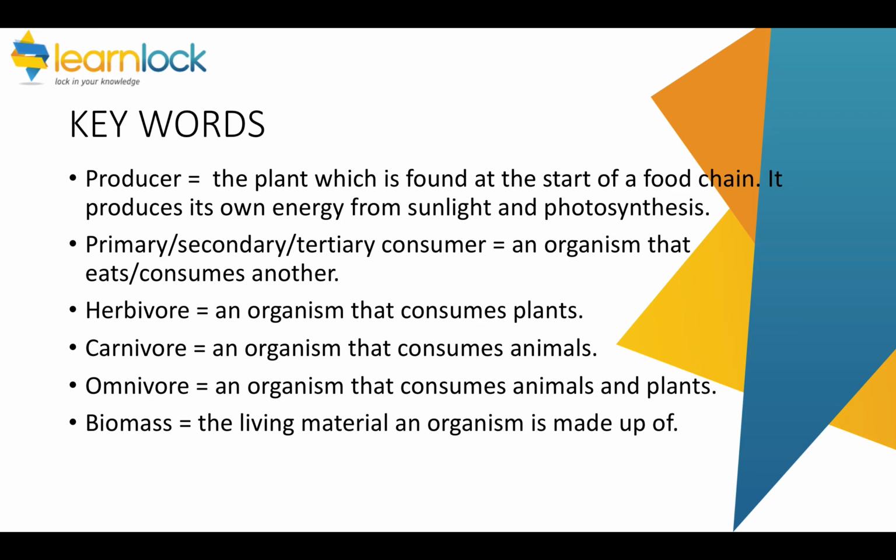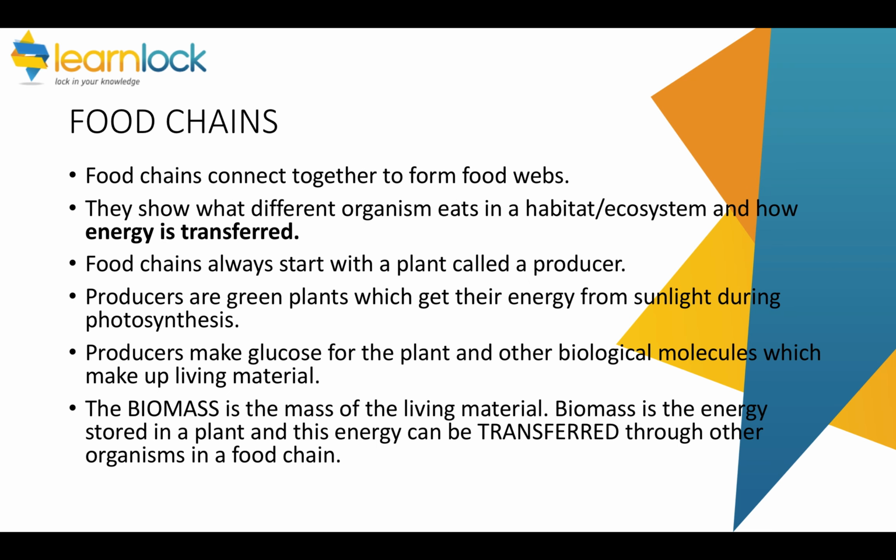Going back to these key words that we've looked at before, remember you need to know what the word producer, herbivore, carnivore means, and the word omnivore is an organism that eats animals and plants. To be honest, we most commonly use carnivore in the exams, but you might see the word omnivore as well. And this word biomass, that's the amount of mass or living material that an organism is made up of. And when an animal eats another animal, it's the biomass that's being transferred.